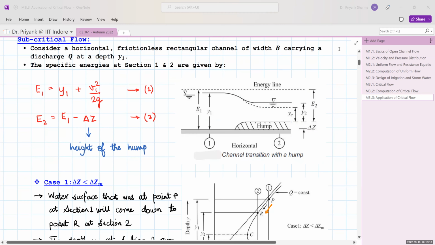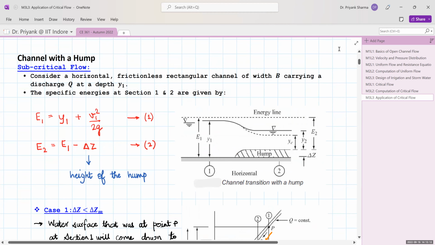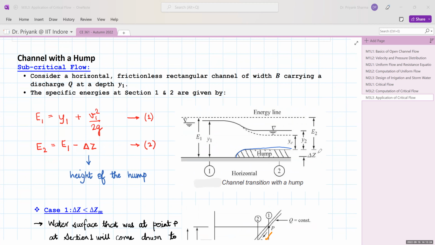So again, in this we'll discuss two cases, one for the subcritical flow which is entering the channel, and one is supercritical flow. So in subcritical flow we can see that this is the sketch where a hump is provided in the channel. So that hump is having a height delta z. So there are two sections, section 1 and 2. We'll be measuring depth at both the sections, and then we'll be applying the specific energy concept.